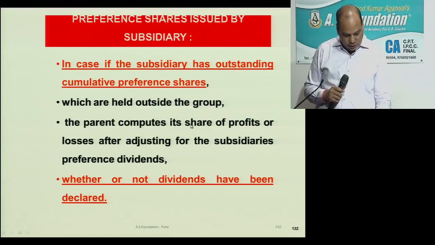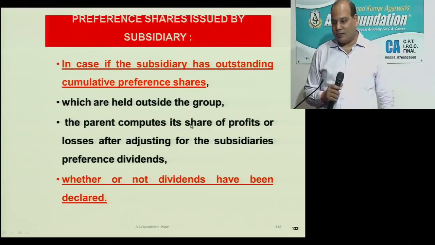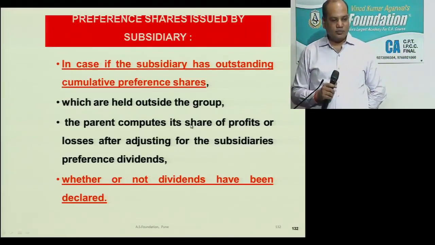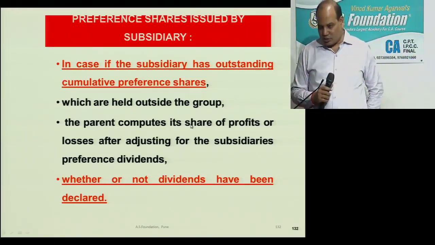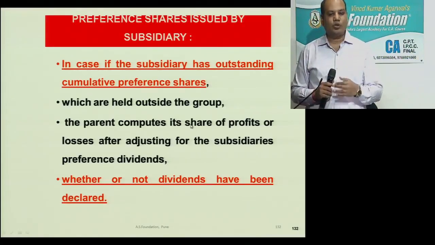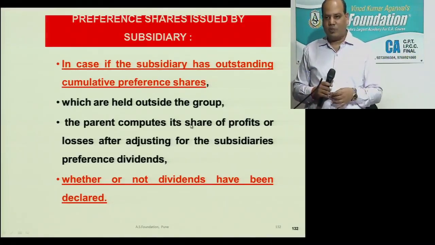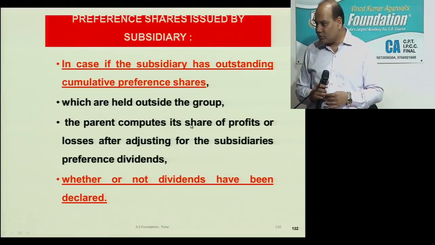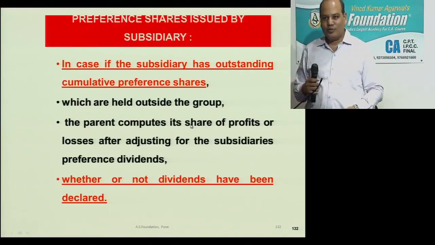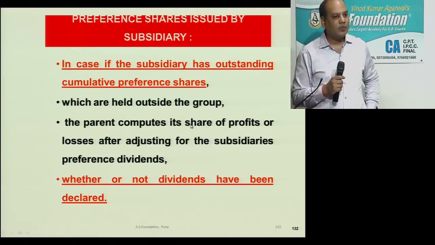Underline, whether or not dividends have been declared. Already done for you. Whether or not dividends have been declared means, suppose it is a hidden adjustment. The balance sheet of the subsidiary includes 10% preference share capital of 1 lakh. The question says the dividend has not been paid, not declared. But still, for the purpose of consolidation, we will ourselves, on our own, pass the entry for preference dividend payable.